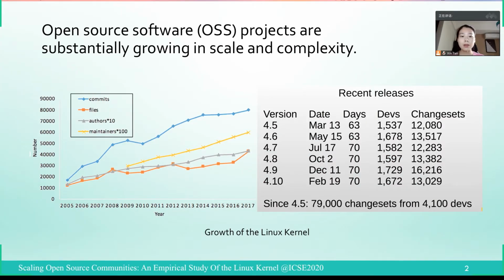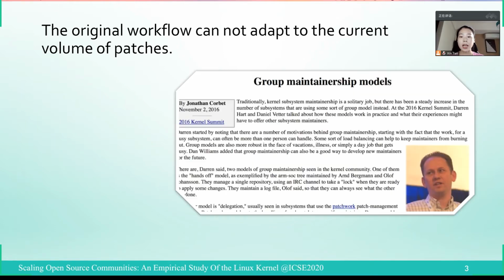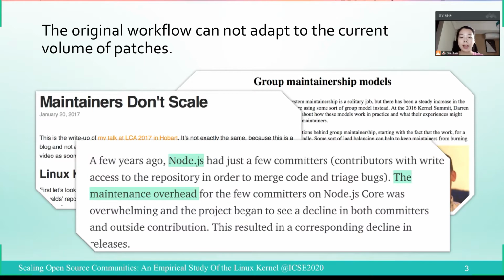Large-scale open source communities, such as the Linux kernel, have gone through decades of development, substantially growing in scale and complexity. Since version 4.5, there are 79,000 change sets from more than 4,000 developers. The original workflow cannot adapt to the current volume of patches. It has triggered heated discussion. Even in other projects, this issue also occurred.